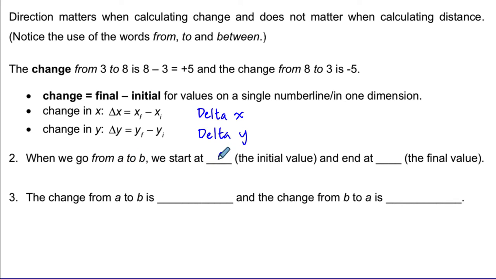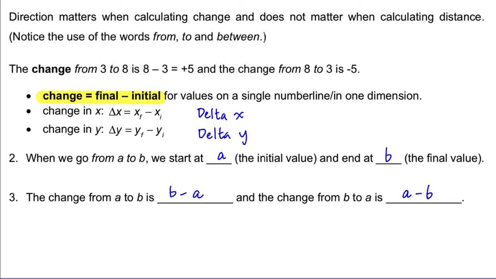So to go from A to B, we start at A, which is the initial value, and we end at B, the final value. And so the change from A to B is the final value minus the initial value. And that works out to be B minus A. And the change from B to A is A minus B. It's a little bit backwards from what we think, so we have to remember final minus initial in each of these expressions.